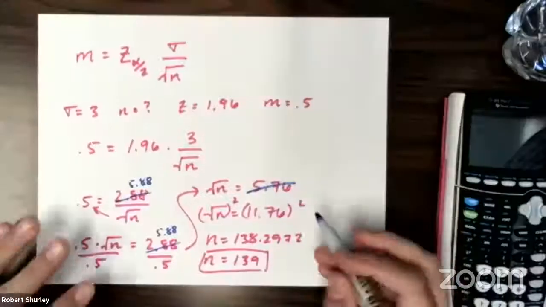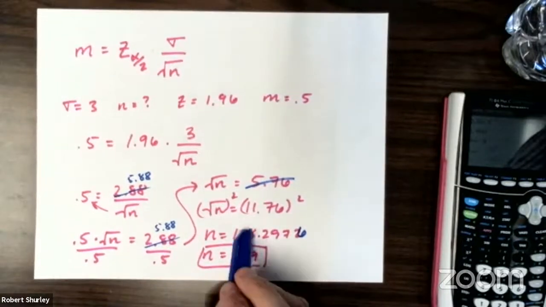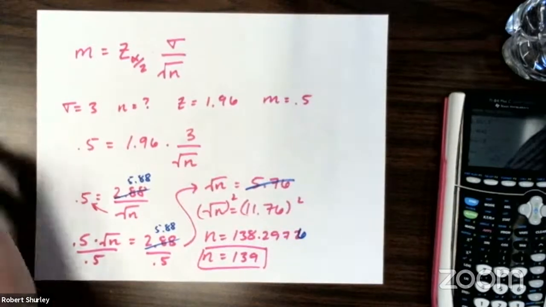On your n right above the 139, shouldn't it be 2976, even though you're rounding it off? Yeah, you're right, 2976. It goes up no matter what. It rounds up because you need the whole person, right? If we do 138, we won't get there, so we've got to do 139.